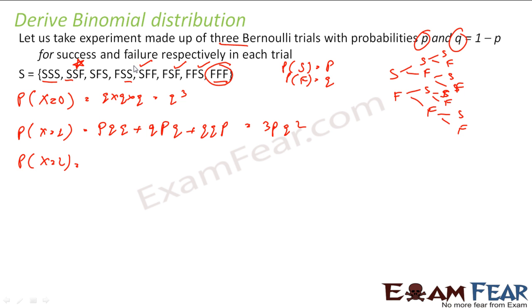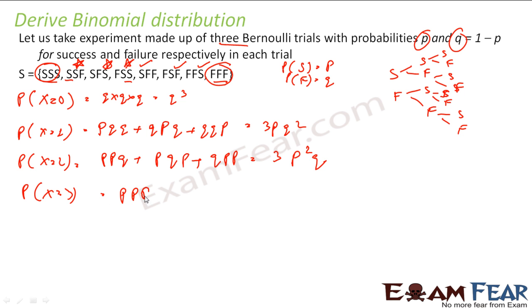So probability of getting 2 success, if you see, I'll put a star here. This guy is 2 success, this guy is 2 success, right, this guy is 2 success. This guy is nothing but 2 success, that is PP, 1 failure, Q. This guy, 1 success, 1 failure, 1 success. This guy is 1 failure, Q, 2 success, right? So this becomes 3P square Q, right? Probability of getting all 3 success, if you see, is only 1, this guy. So this is nothing but PPP, that is P cubed.